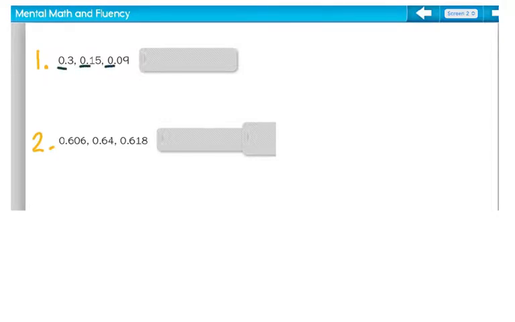0, 0, and 0 are all the same, so I go to the tens place, 3, 1, and 0. 0 is the smallest, so 900 thousandths, followed by the 1, 1 and 500 thousandths, and then the 3 in the tenths place.